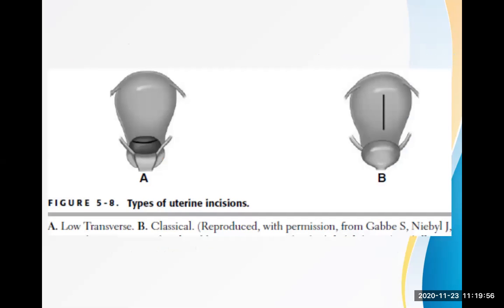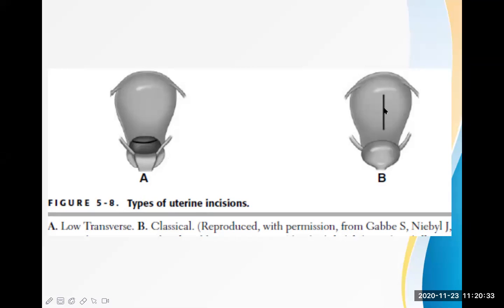Now look at this picture, then you will be quite clear what I'm talking about here. This is known as low transverse incision or lower segment caesarean section. This is the uterus. This is retracting the urinary bladder. See, the urinary bladder is right here, so we need to push it downwards with the help of a retractor. And this is the lower uterine segment, and they have given the incision here. So this is lower segment caesarean section.